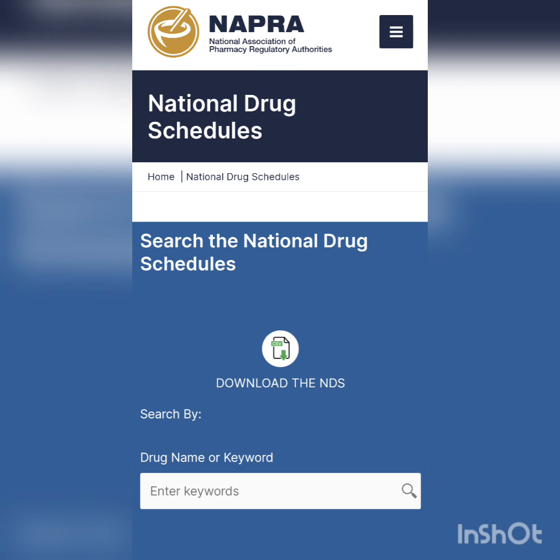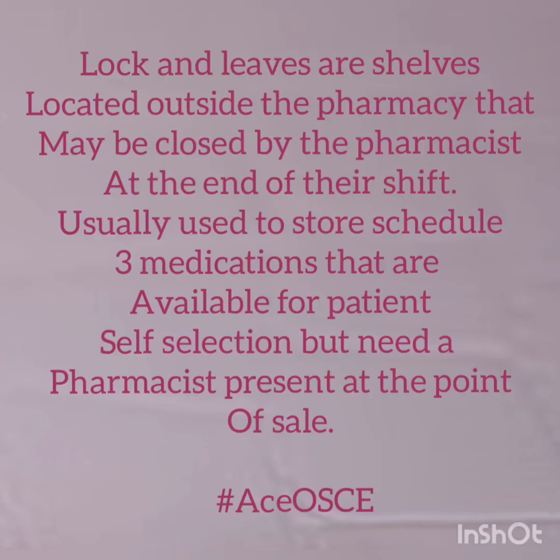The next thing I want to share with you is something called locks and leaves. I'm from India, and I did not know that there's a concept called locks and leaves here in Canada. Schedule 3 medications can be kept outside the pharmacy for patient self-selection, but need the presence of a pharmacist to be sold, and can therefore only be shown to the patient when the pharmacist is in the pharmacy. For example, if the pharmacy is located in a busy grocery store where the grocery store is open and the pharmacy is closed, these lock and leaves help.